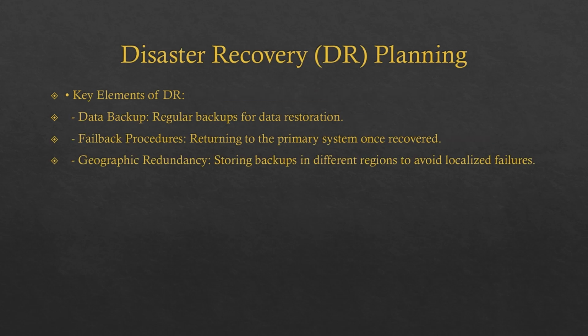Disaster recovery ensures that systems can recover after a catastrophic event such as a server failure or data loss. Key elements of DR include data backup, regularly backing up data to avoid data loss; failback procedures, returning to the primary system once it's recovered; and geographic redundancy, storing backups in different regions to avoid localized failures.